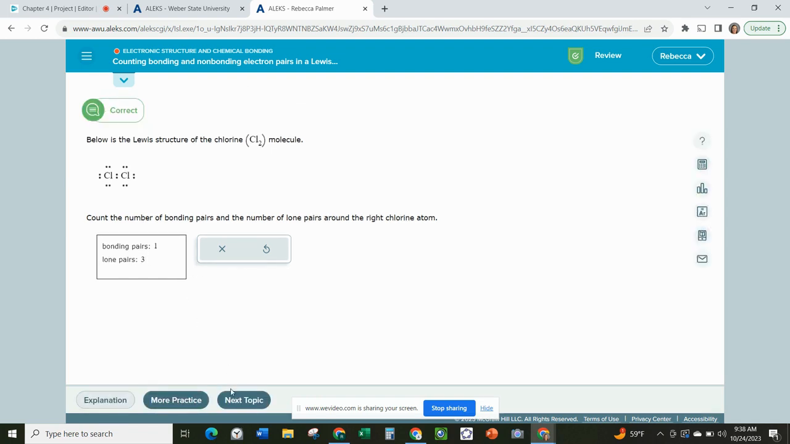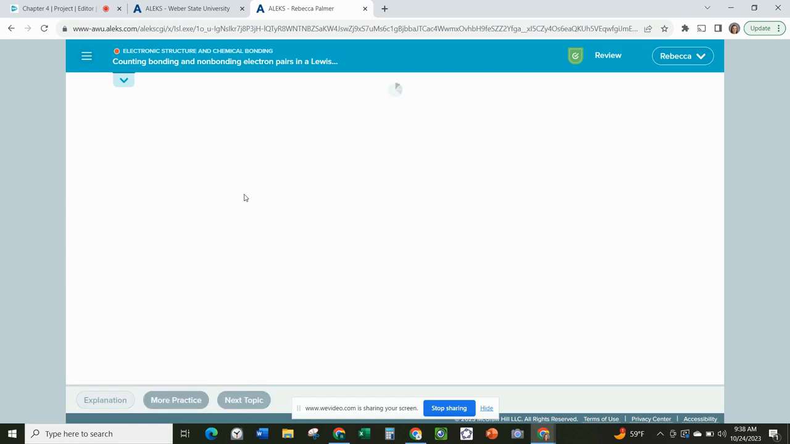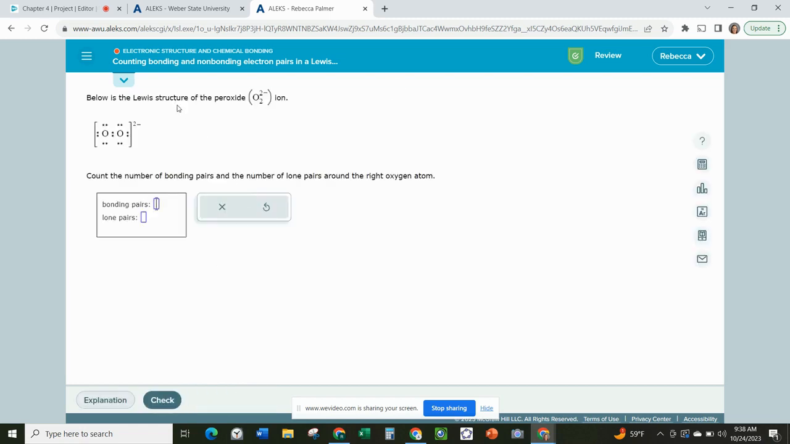Okay, let's do another one. This one is peroxide. So we're looking for the number of bonding pairs and the number of lone pairs around the right oxygen. Again, we're looking at this oxygen. There's one pair between them that's bonding. That's the only one that's bonding, and it's a pair. So we're counting the pairs, which can be a little bit confusing. And then we're looking for pairs around this oxygen that are not bonding. They're just lone pairs. So 1, 2, 3. 3 lone pairs.